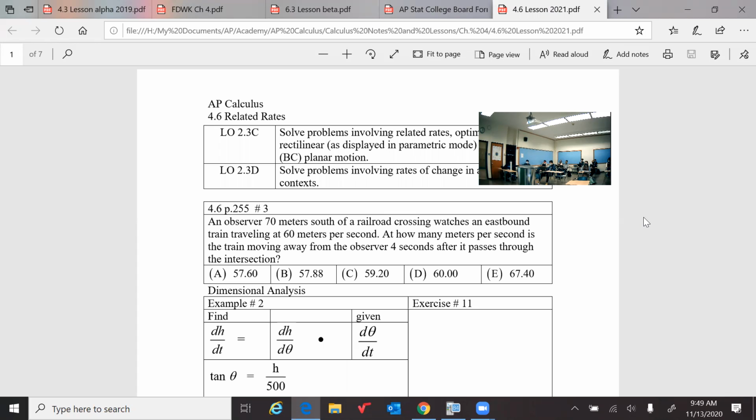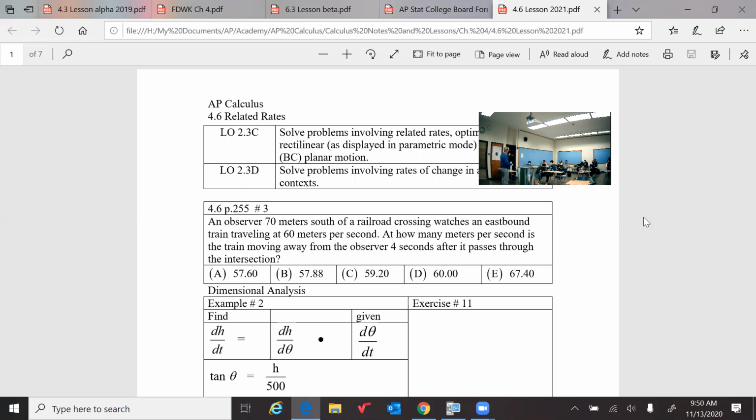So here's the thing. This is the distance between the observer and the train. But the train's moving, so when the train gets to here, that distance is greater. And when the train's over here, the observer's standing still. They want to know how fast the distance from the person to the train is changing at exactly 4 seconds. That's what the question is.